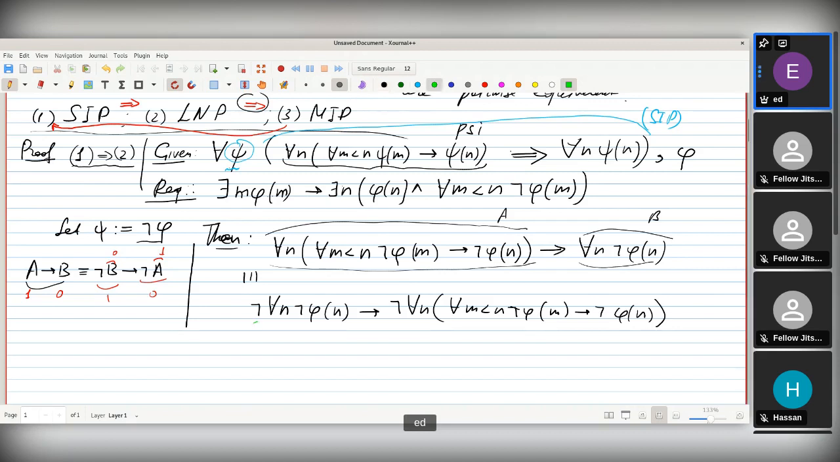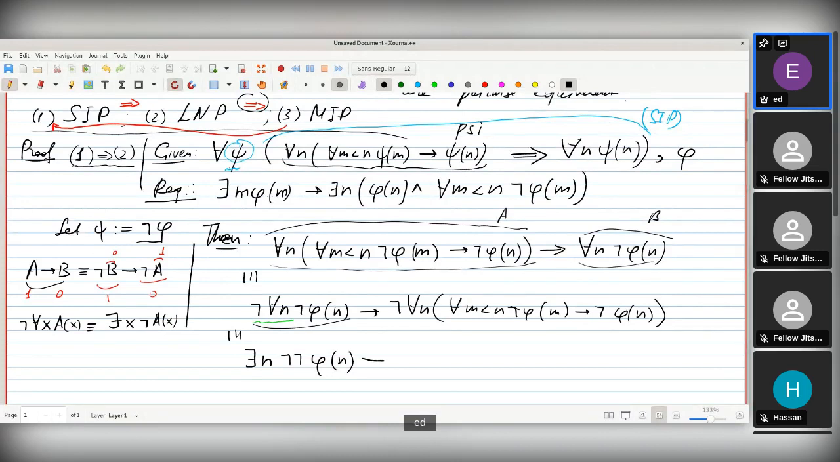But now I can do some quantifier logic. It is not the case that all x satisfy A. What does it mean? This is logically equivalent to what? There exists x for which A fails. According to that, I can rewrite this thing. So there exists n such that not phi of n. But double negation can be cancelled out.